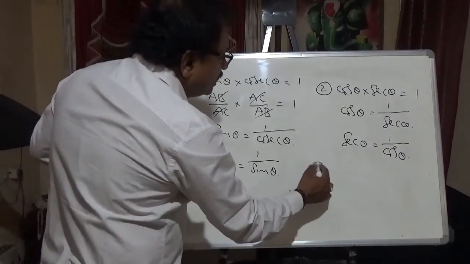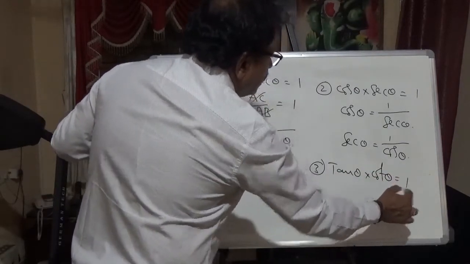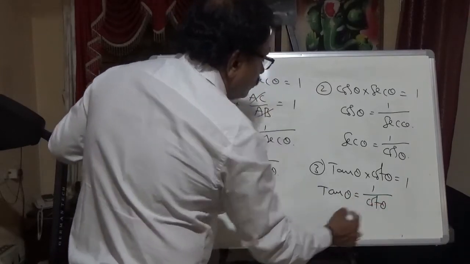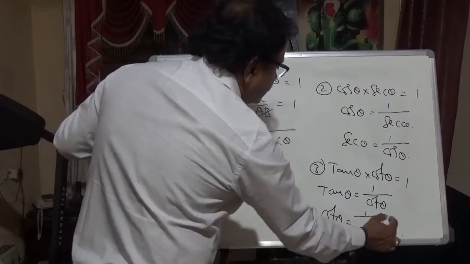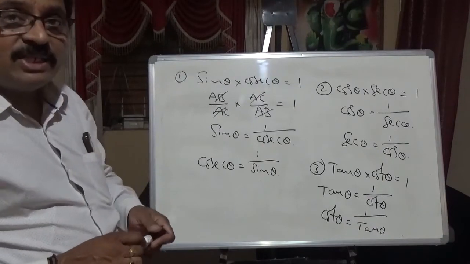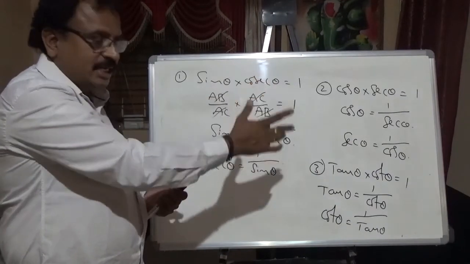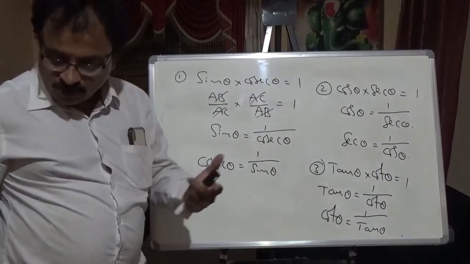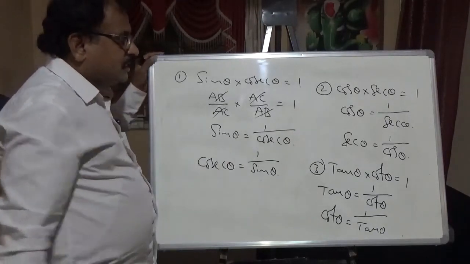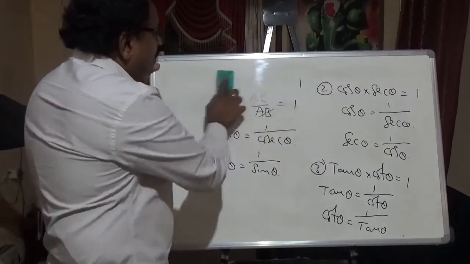Tan theta into cot theta is 1. Similarly, tan theta is what? 1 by cot theta. What is cot theta? 1 by tan theta. Try to understand. So these are the relations between two trigonometric ratios: sine cosec relation, cos secant relation, tan cot relation. You can copy this. If you have any doubt, you can ask me.